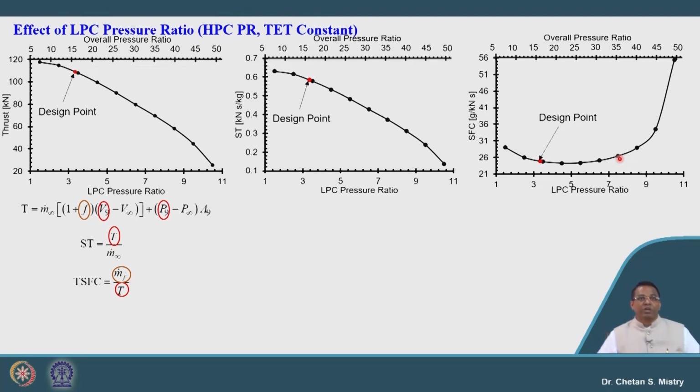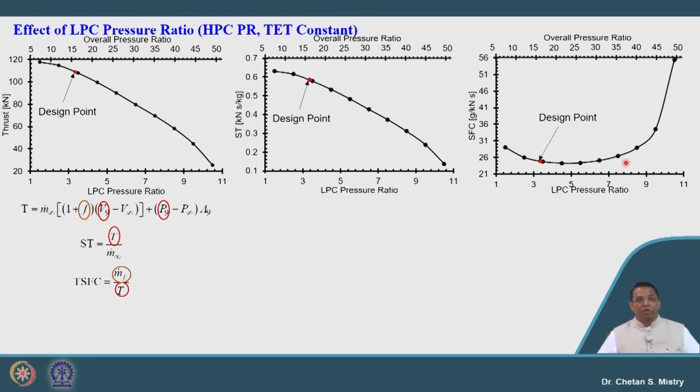Now, the scenario here is that thrust specific fuel consumption is given by m dot f divided by thrust. So, in this case, my change of thrust is very fast compared to my fuel consumption, and that is the reason why after a certain pressure ratio I will have a rise of thrust specific fuel consumption.